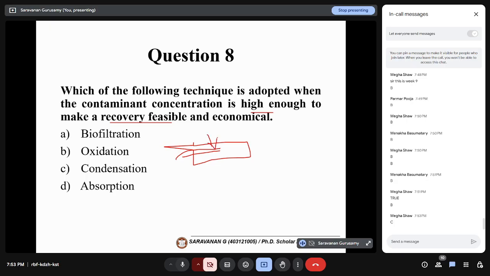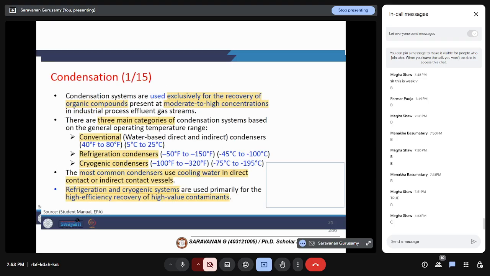Then I can cool it to a very low temperature, and from the gas I can convert it to a solid or liquid that can be compressed and sold as a product. So condensation is a good technique whenever there is a high concentration of pollutant which can have potential economic value, then you can do condensation, right?